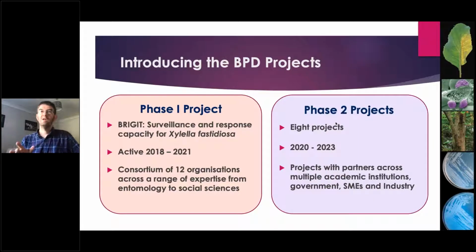So the Bacterial Plant Diseases projects have been funded in 2 phases. The first phase was funded a couple of years ago, and that was the Bridget project that you may be familiar with. So that's been active for a couple of years and will finish next year, and is really the largest consortium of all these projects, 12 different organizations involved in it. The phase 2 projects have only just been funded, and they began basically at the start of the summer, some of them are beginning around now, and will run for 3 years.